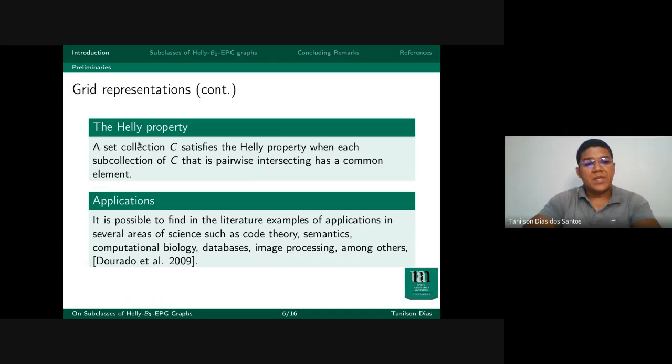The Helly property. The Helly property is a famous mathematical property defined as follows: a set collection C satisfies the Helly property when each subcollection of C that is pairwise intersecting has a common element. It's possible to find examples of applications in several areas of science, such as coding theory, semantics, computational biology, databases, image processing, among others. This reference is Dourado et al., 2009.